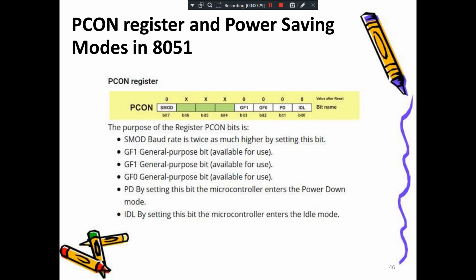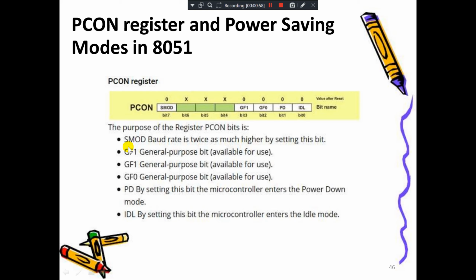So the PCON register is one of the important types of registers. In the PCON register, we have SMOD. It is 8 bits: bit 7, bit 6, bit 5, 4, 3, 2, 1 and 0. Each is represented in this way. This is the bit frame of PCON, which has IDL, PD, GF0, GF1, and the remaining bits are not considered.